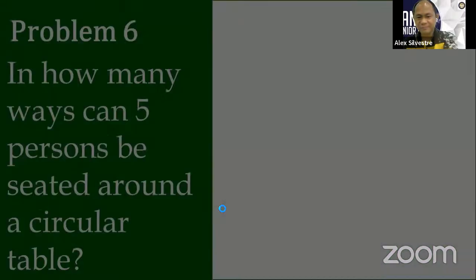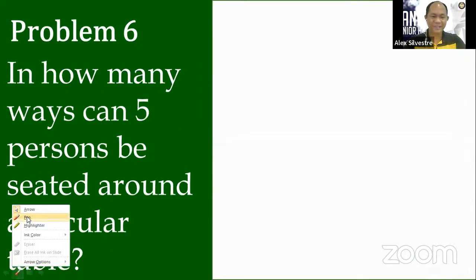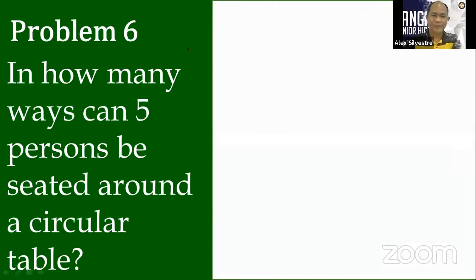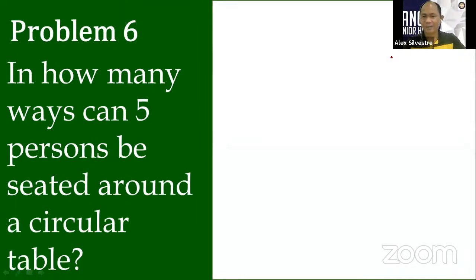Example. Ito. Based on that given problem, analyze nyo doon sa scenario natin kanina. Okay. We are now in our example number 6. Ayan. In how many ways can 5 persons be seated around a circular table? Doon sa problem na yan. Okay. Ano kaya maging kasagutan natin dyan sa problem by the use of our formula about circular permutation natin?